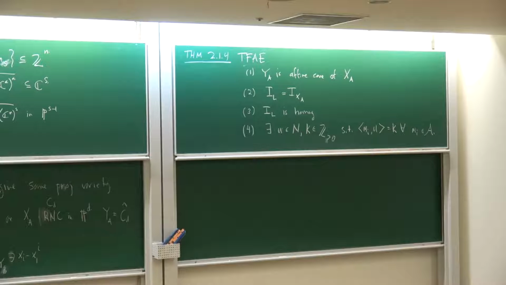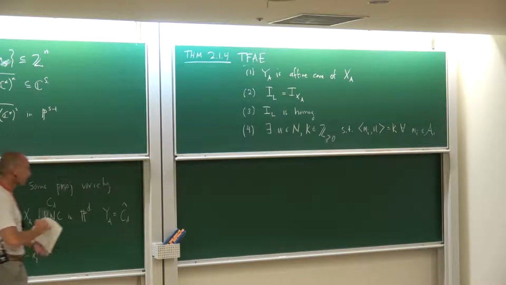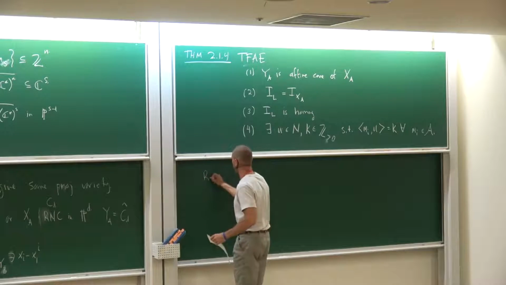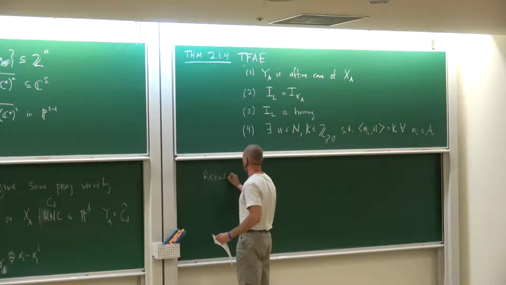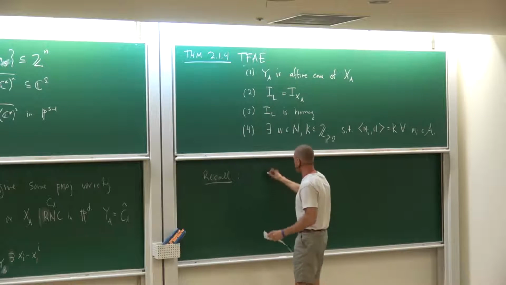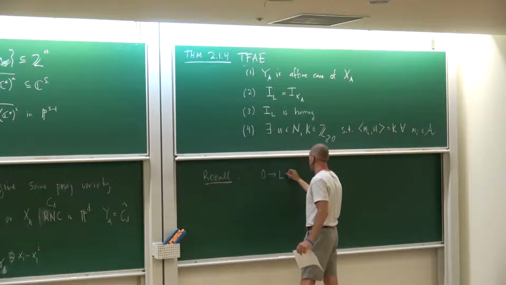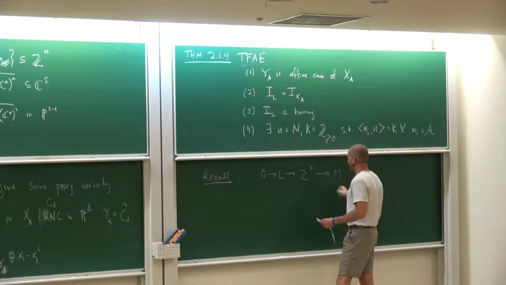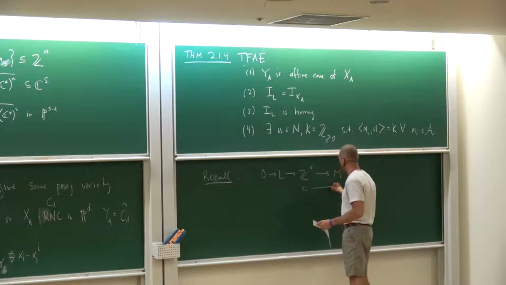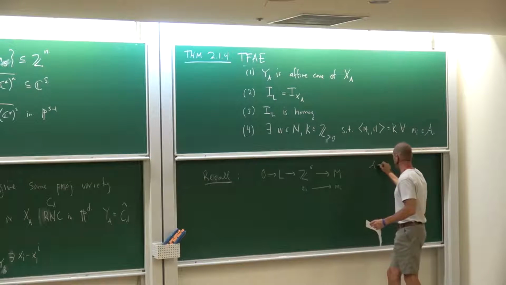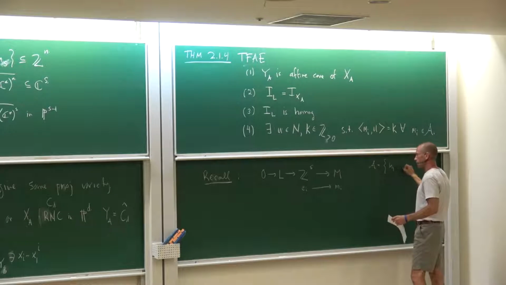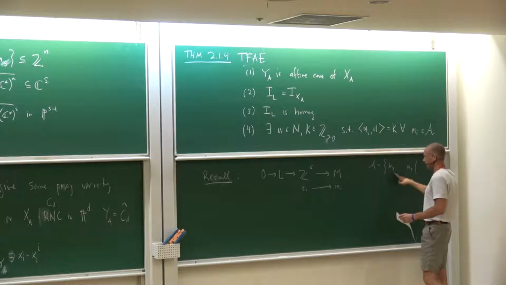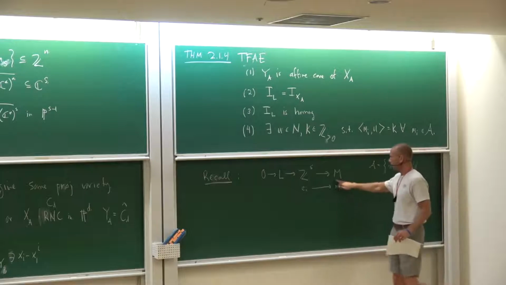I'm going to say what I sub L is in a second. Great question. So that's part of what I said I was going to remind you, and I'll remind you now. Recall that we had this sequence, 0 goes to L, left exact sequence, goes to Z to the S, goes to M, where this map is sending the standard basis e_i to m_i. So my A was equal to m_1 through m_S. So I have a set of S elements in my character lattice.